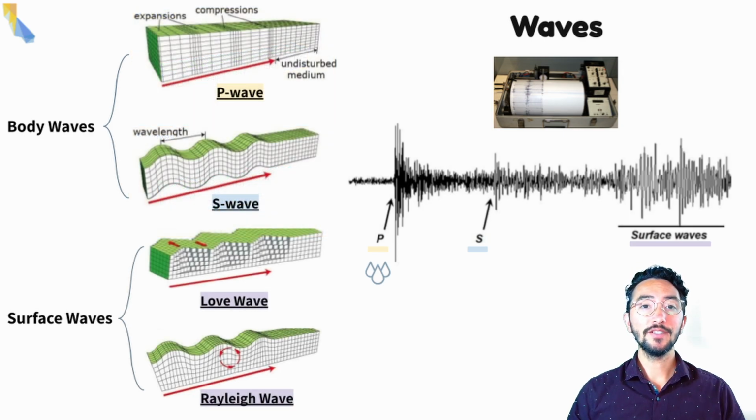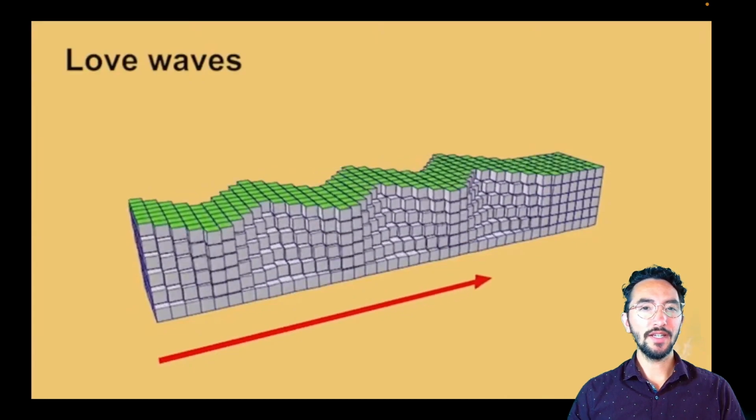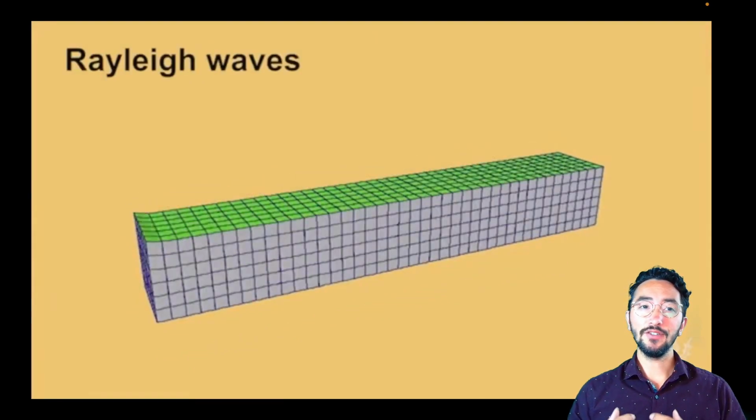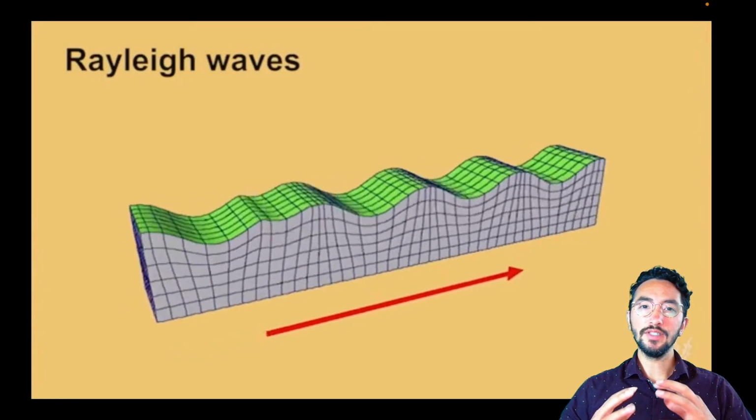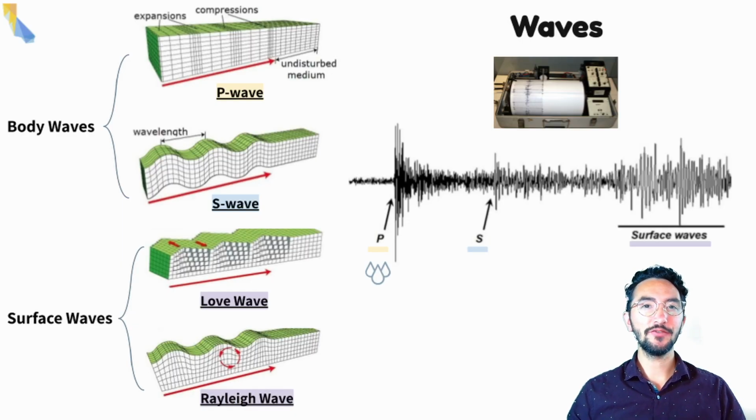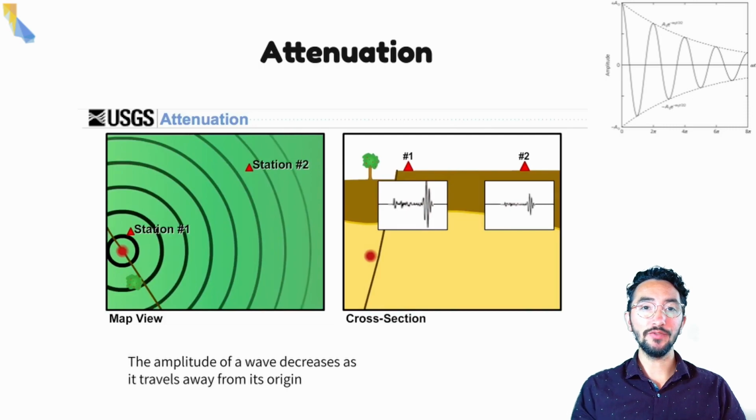After the body waves come the surface waves. There's a Love wave, which is similar to an S wave, except there's no vertical motion, it's all horizontal. And then there's also a Rayleigh wave, which tends to move the ground like you would expect to see waves in water. Now, all these waves are a little bit different from each other, but there's one thing to remember in that no matter what, waves all experience attenuation, which is the loss of energy as waves move outward from the focus point.